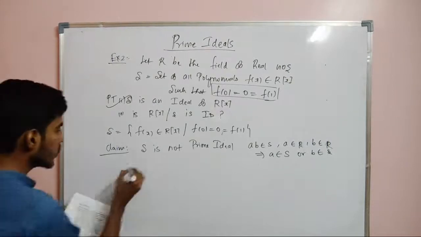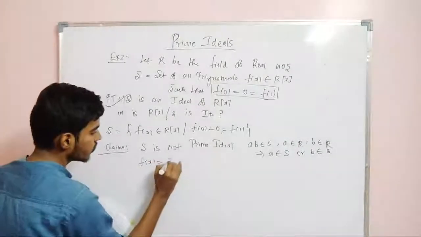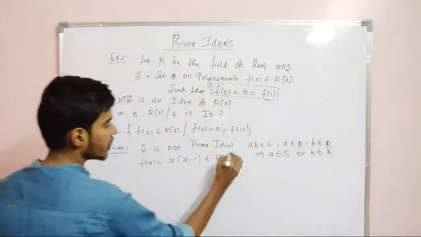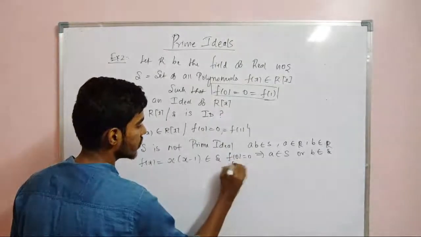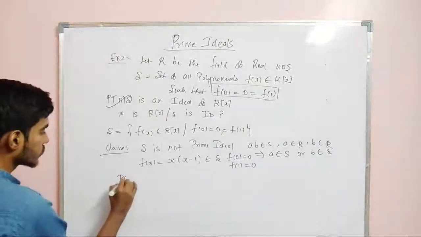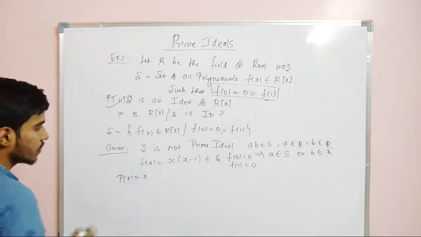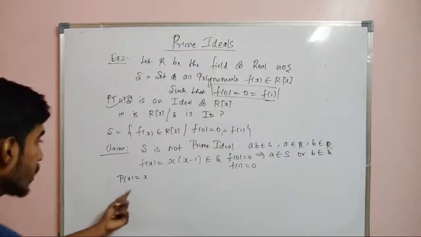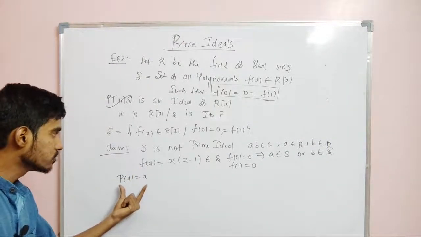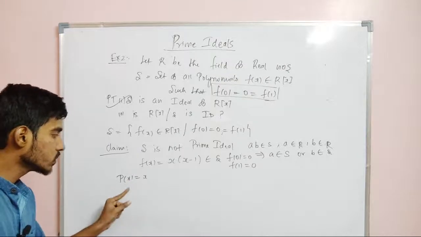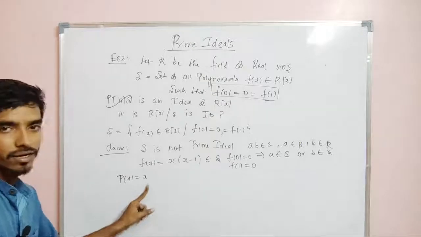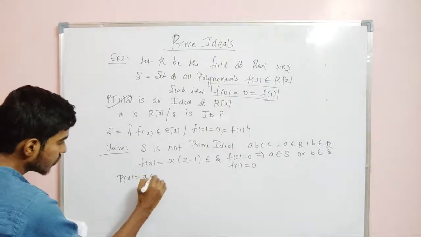Okay, so let us take f of x, we will do as it is, x into x minus 1. This belongs to S because f of 0 is 0, f of 1 is equal to 0, right? Now let us take P of x equal to x. Whether this belongs to S, not. Actually, this will be in S if P of 0 is 0 and P of 1 is 0. But here P of 0 is 0, but P of 1 is 1. Therefore, this does not belong to S.